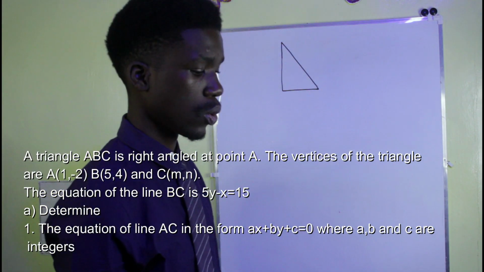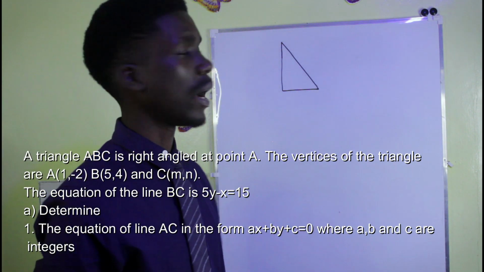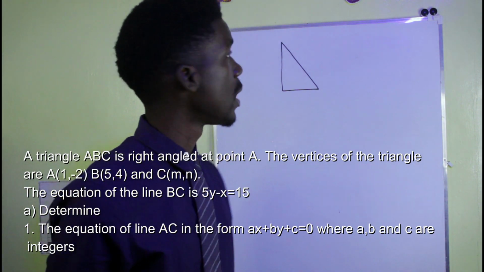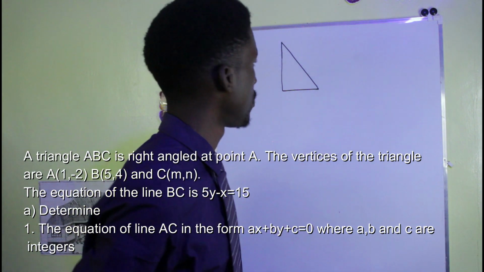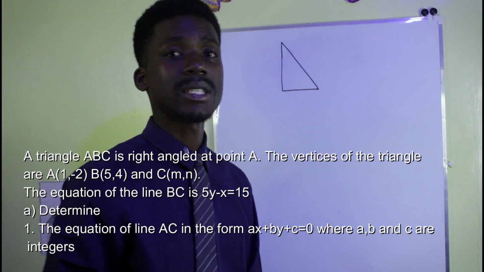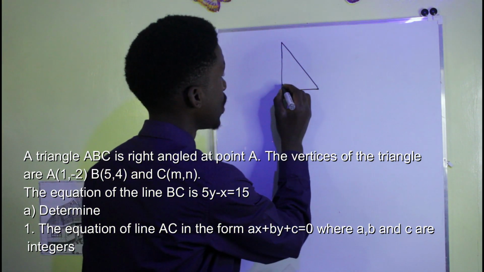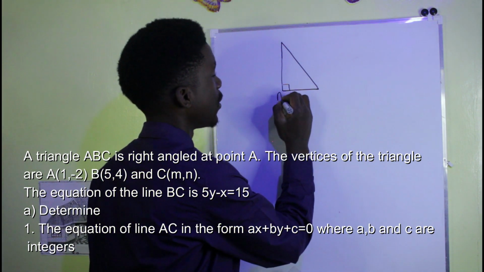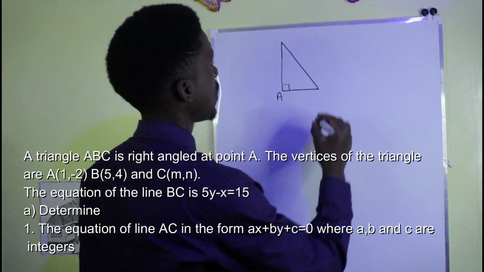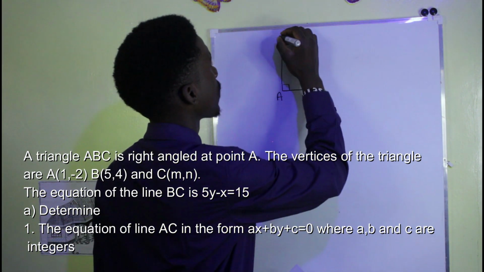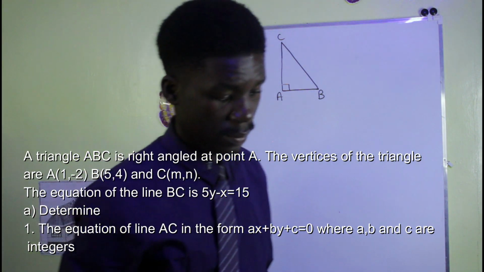ABC, and it's a right angle at point A. That is the most crucial part. It is a right angle at point A, so the right angle will say point A is here. Now we can say this one is point B, this one is point C.